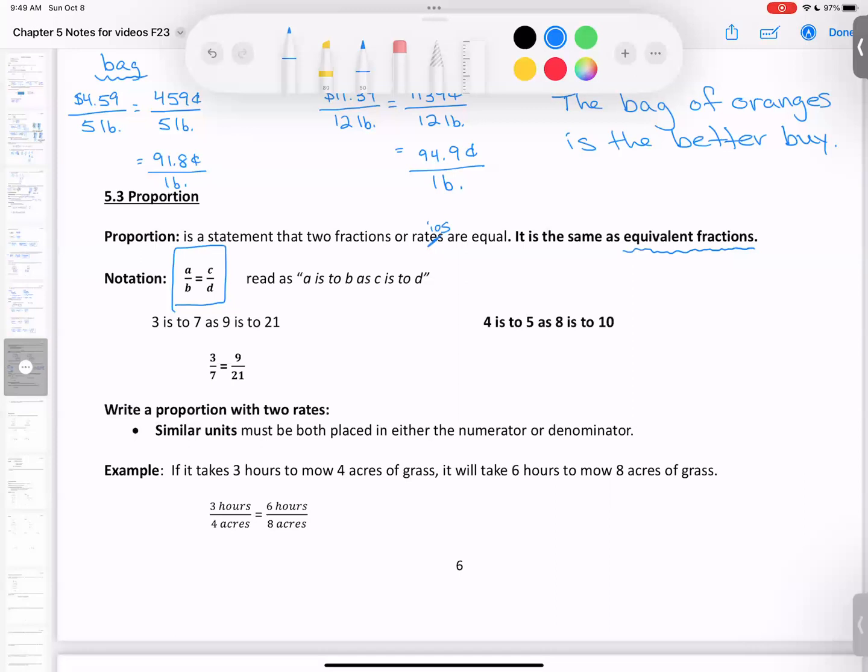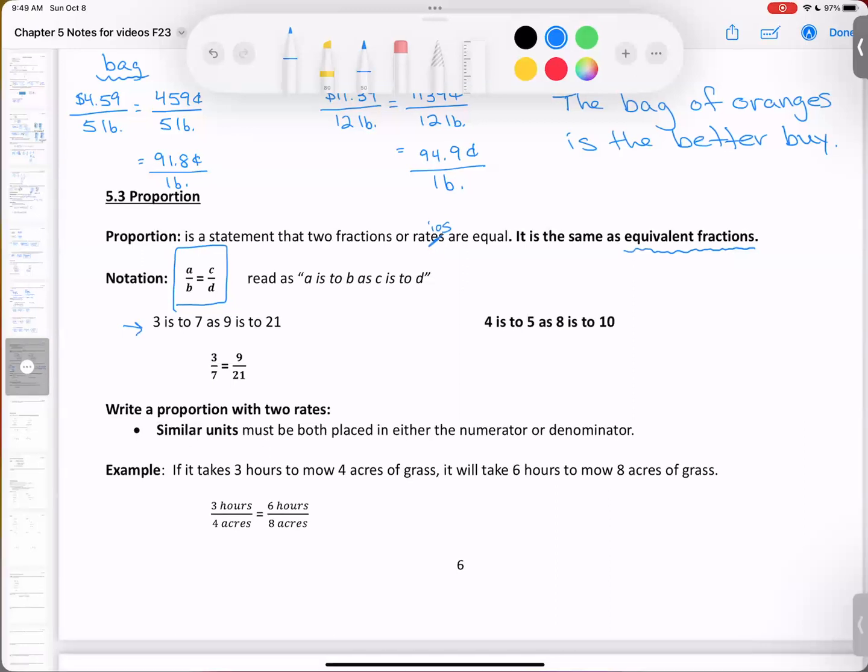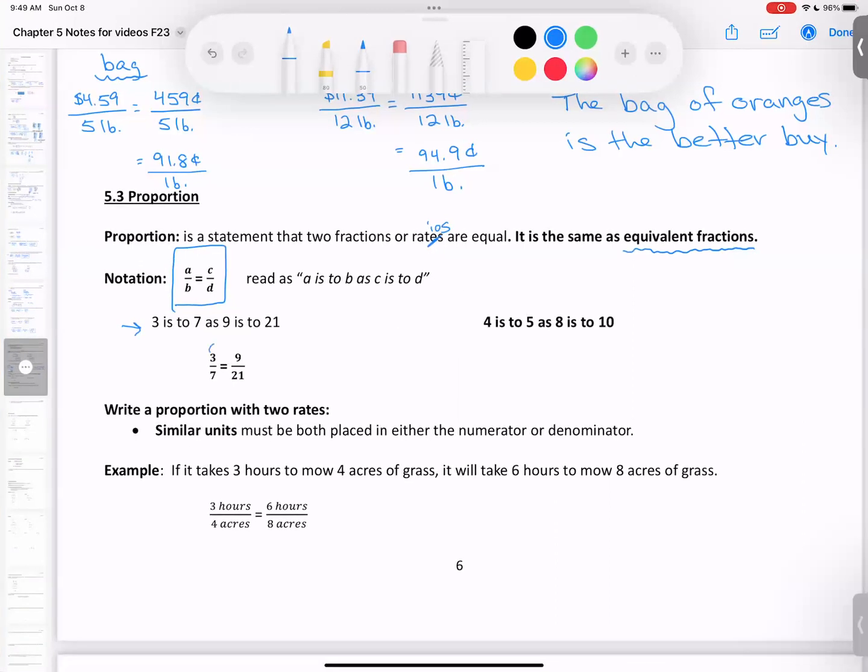So more specifically, let's look at this example. We have 3 is to 7 as 9 is to 21. We could write that as fractions: 3 over 7 equals 9 over 21. And you know that's true because to get from 3 to 9, we had to multiply by 3, and we did the same thing to the denominator. So these represent equivalent fractions. They represent the same proportion of stuff, the same amount of stuff.